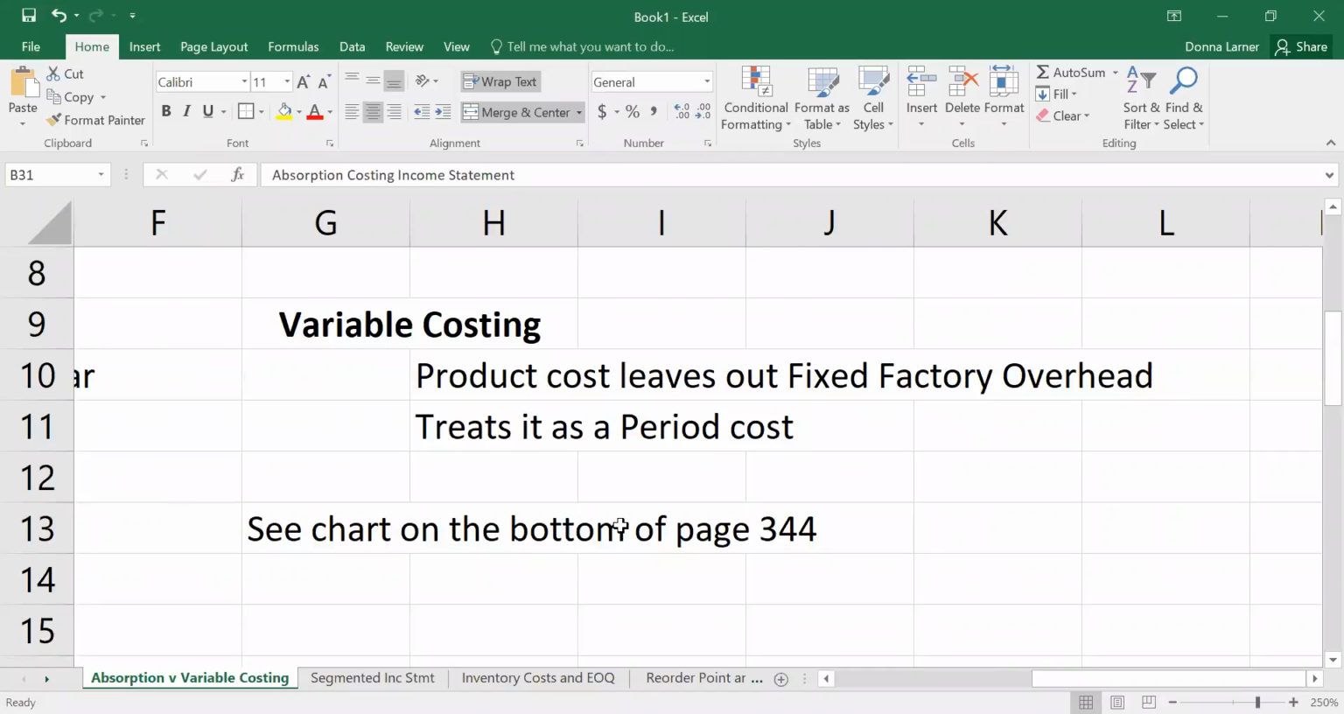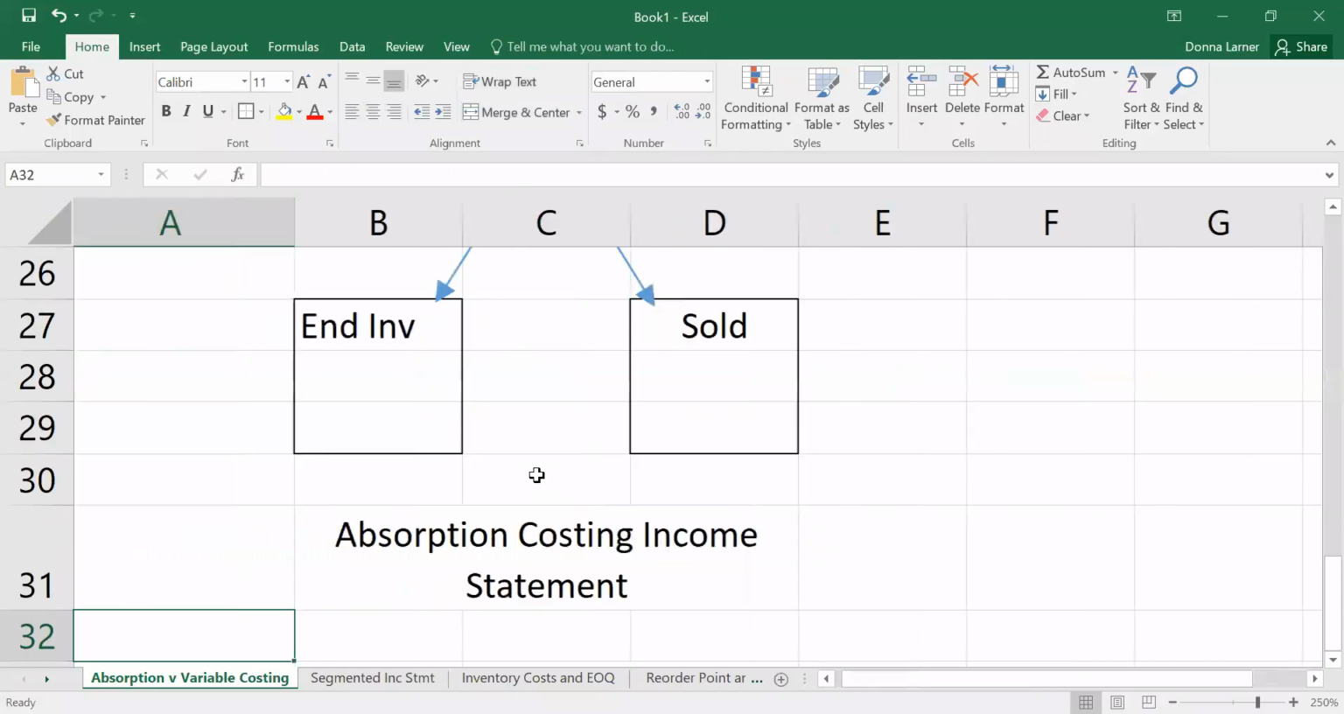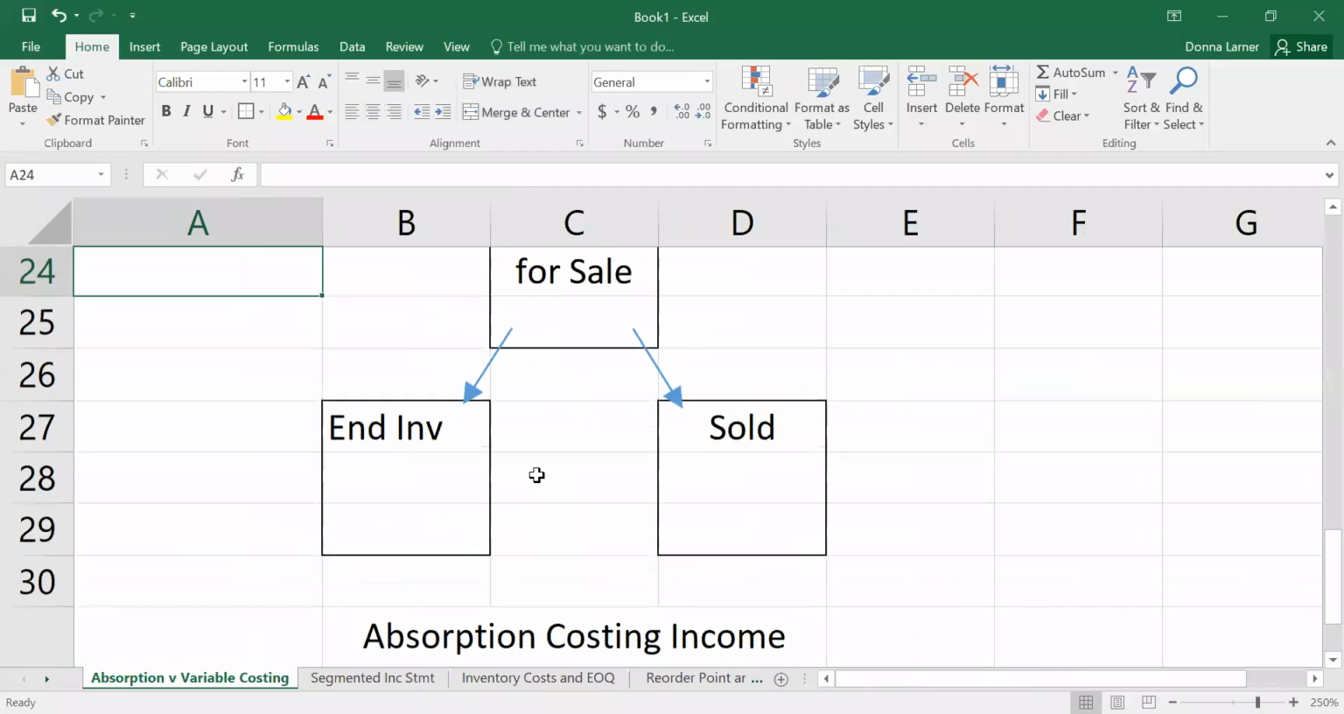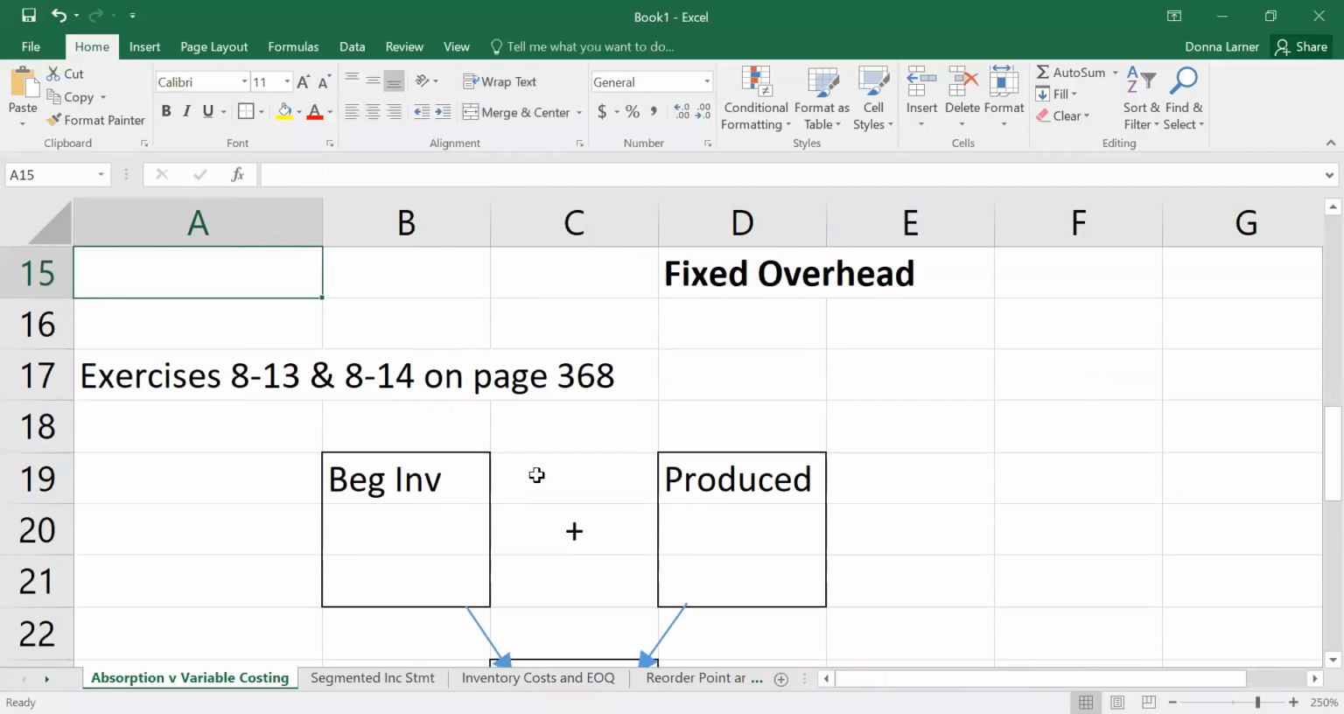We're going to work through a couple examples. Let's take a look at exercises 13 and 14 on page 368. Exercise 13 and 14 both come back to the same basic information at the very top of the page for Judson Company. They ask us to figure out how many units are in ending inventory. That's where it's all going to start. How many units are in ending inventory, and then from there make an income statement based on either absorption costing or variable costing.